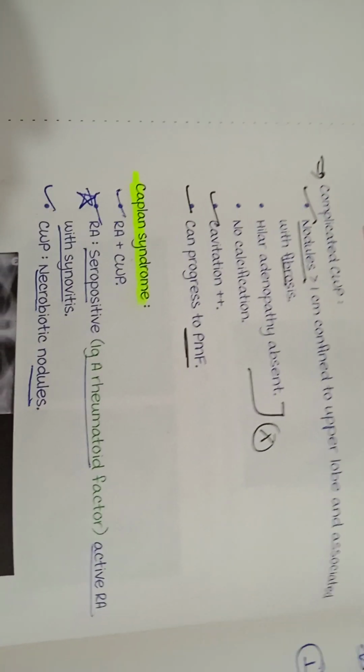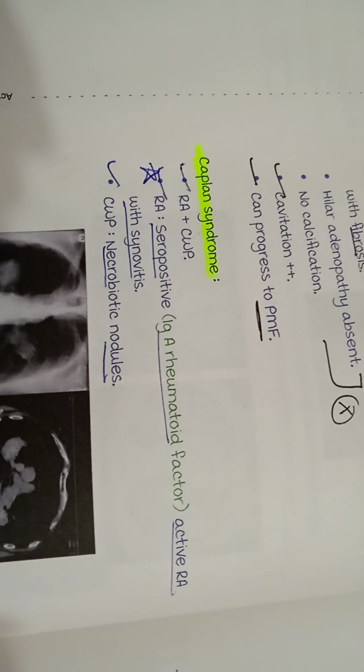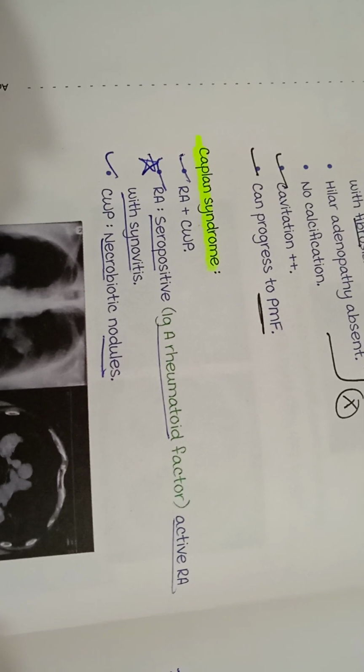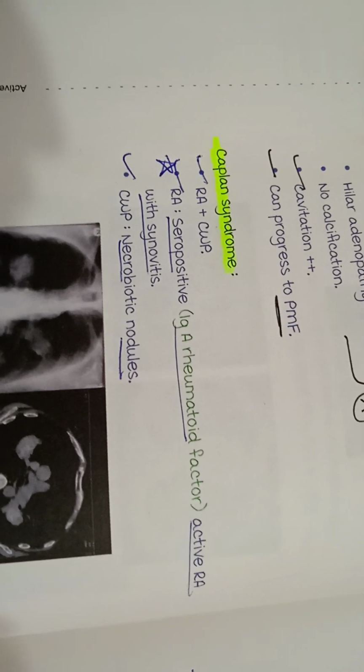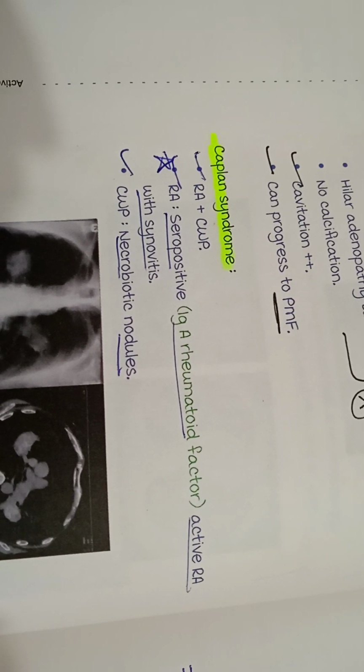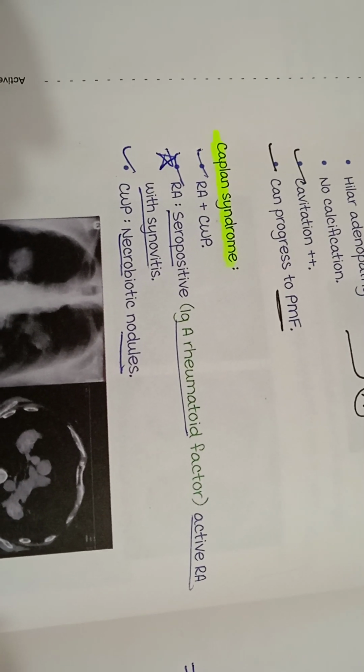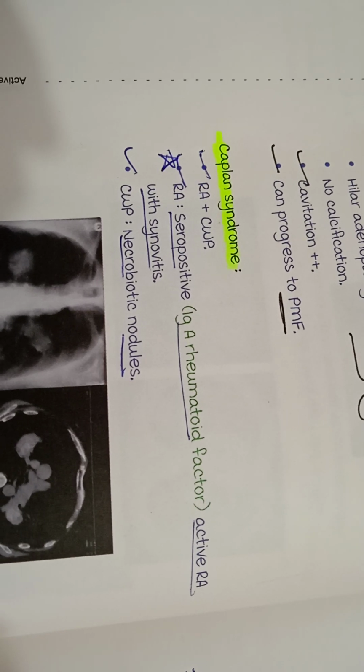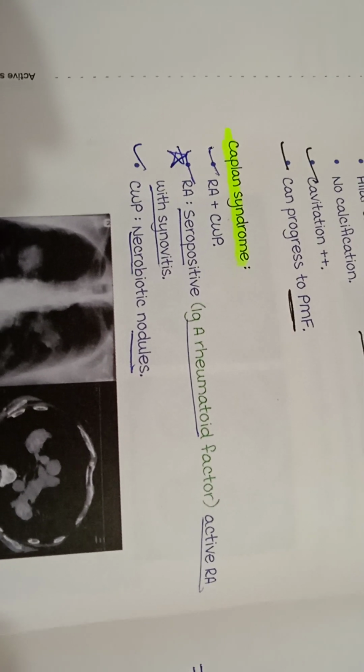A special syndrome seen in coal worker pneumoconiosis is Caplan syndrome. Caplan syndrome is basically rheumatoid arthritis plus coal worker pneumoconiosis. In rheumatoid arthritis, it is seropositive active rheumatoid arthritis with synovitis, and IgM as the rheumatoid factor. In coal worker pneumoconiosis, a necrobiotic nodule is seen.